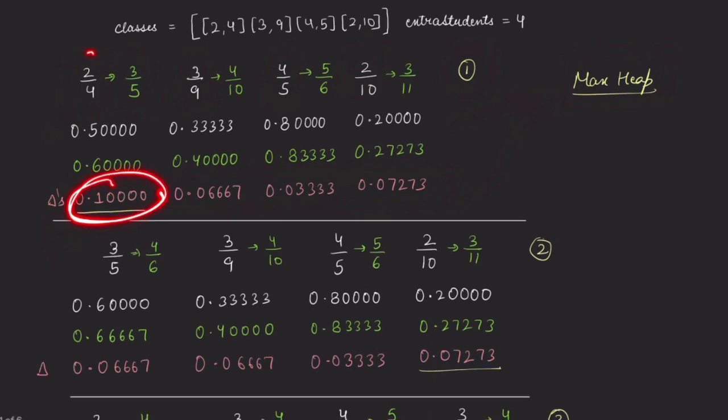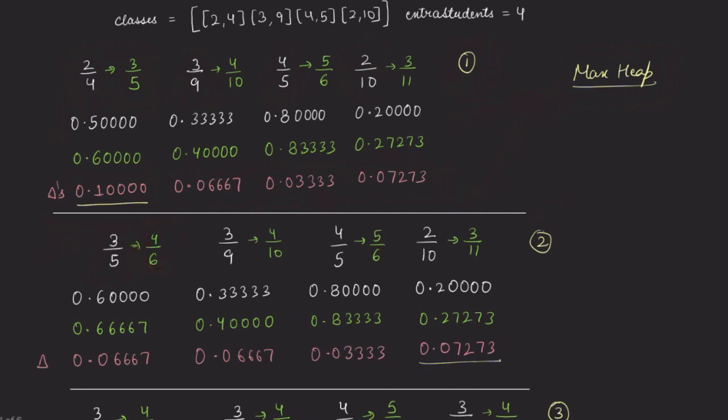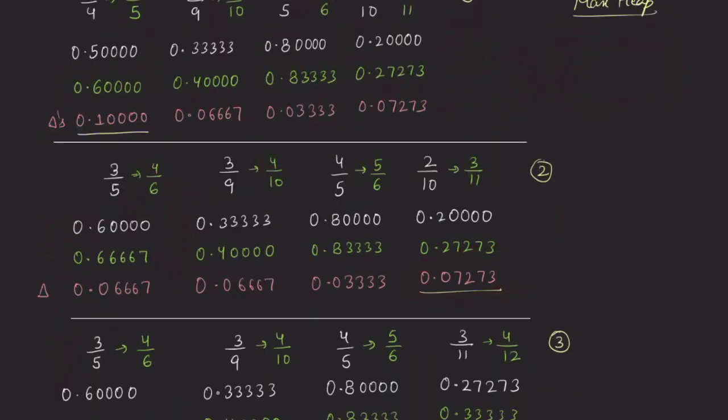And now since this delta was for 2 by 4, but now this 2 by 4 has changed to 3 by 5, right? So now we need to identify the new delta. Basically 2 and 4 has changed to 3 and 5 now, right? So now for assigning the next extra student, it will become 4 and 6, right? So now you will identify what is the delta for these. So this is the delta, right? So now when we popped this value out from the max heap, we will push the new delta along with 3 and 5 into our max heap, right? And when we do this, then this will be the maximum value that we will be getting.